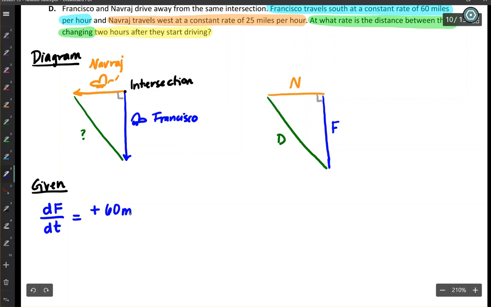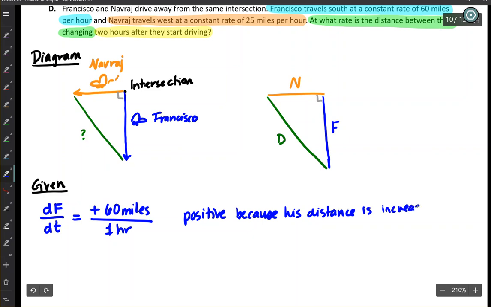miles per 1 hour. And again, this is positive because his distance is increasing. The distance he's traveled is increasing over time. I'm just going to write with time.